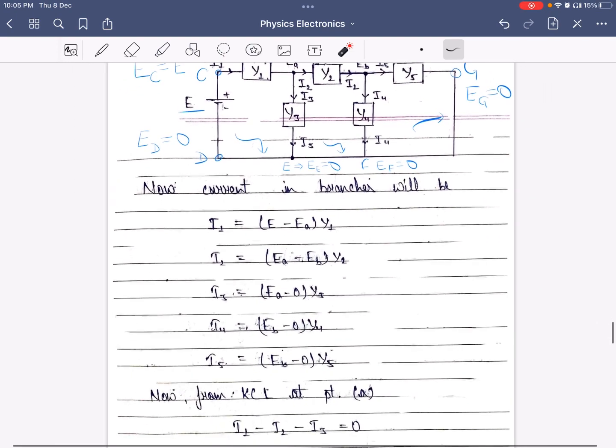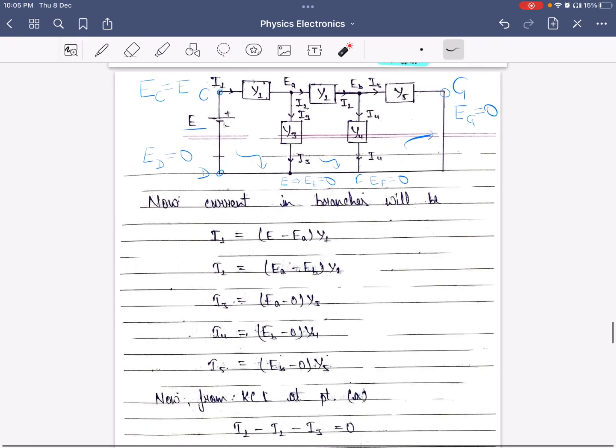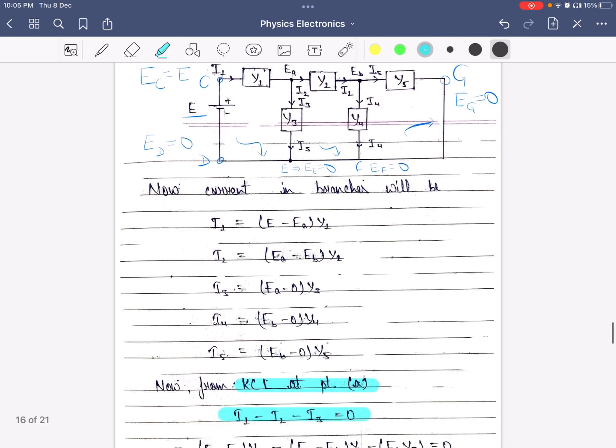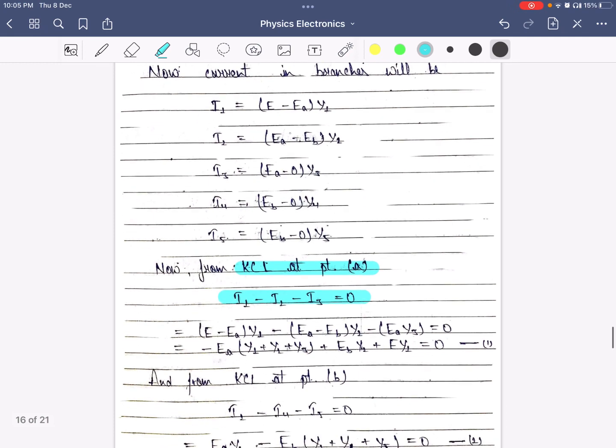Now we are going to apply Kirchhoff's current law at point A. Since current I1 is flowing toward point A, current I2 is flowing away from point A and I3 is also flowing away from point A. So I1 minus I2 minus I3 is equal to 0. We will replace the values of I1, I2 and I3 and we will get this equation. We will take EA and EB common out, and we will get this equation.